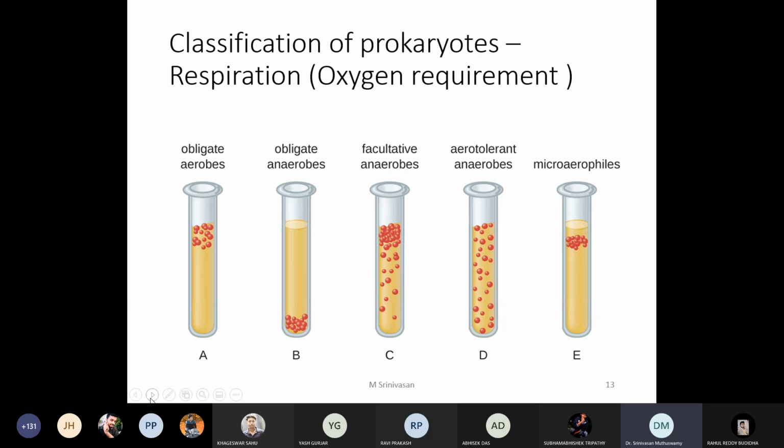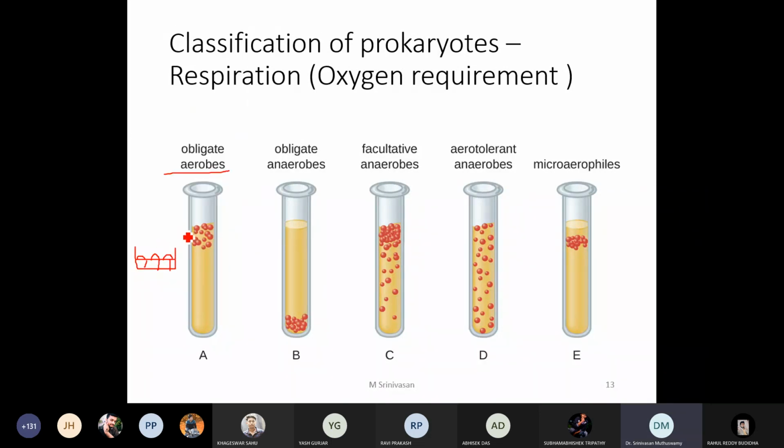If bacteria require a higher amount of oxygen, because oxygen is very essential for their growth, those organisms are called obligate aerobes. This kind of bacteria will not grow in the absence of oxygen. The figure here depicts that bacteria can be grown in both solid as well as liquid media. In the solid media, the bacteria will grow on top of the solid support, as small button-like growth. Like this, the bacteria will be growing.